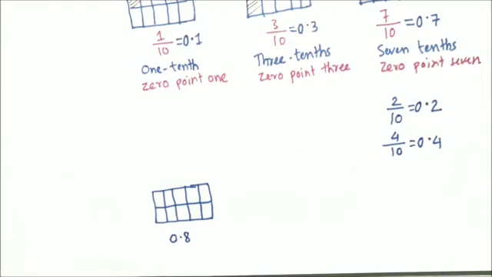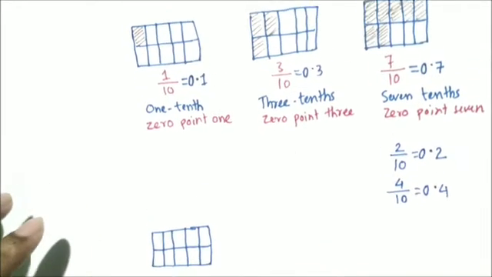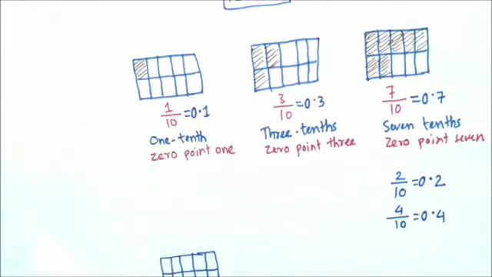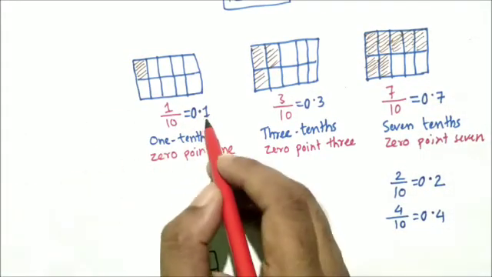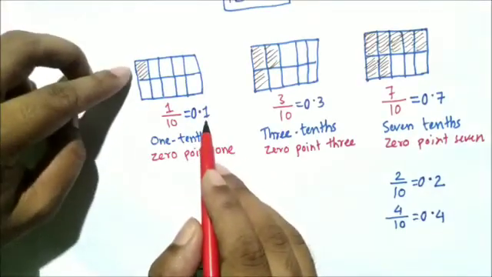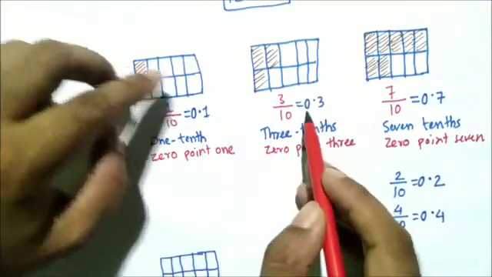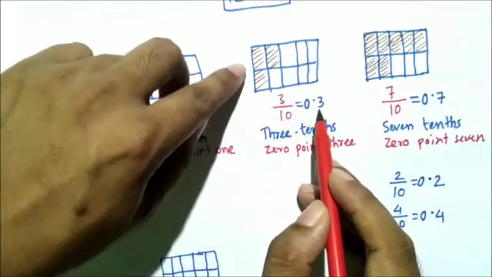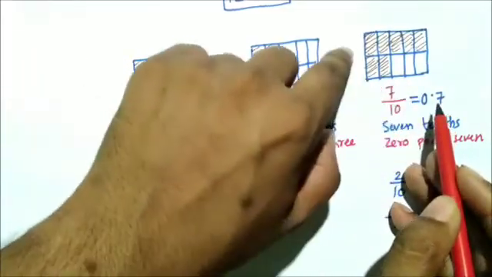So what can we do? When it was 0.8, just relate this one. Okay, this 0.1 and the figure 0.1, one box is colored. 0.3, 3 boxes are colored.